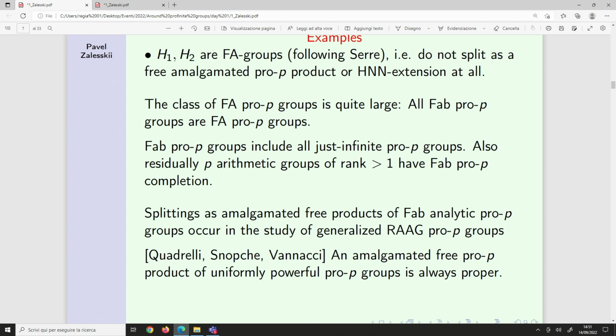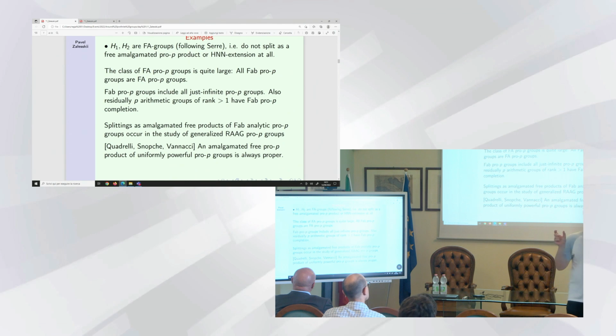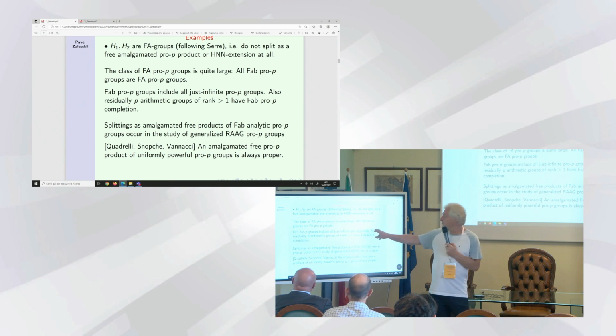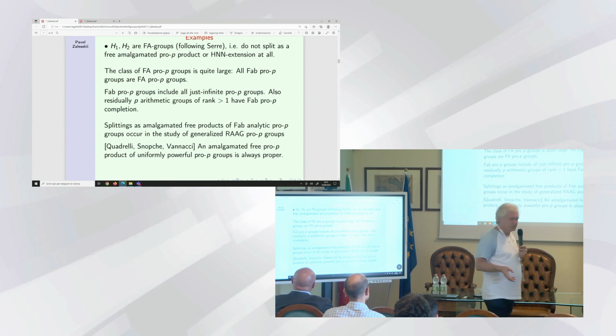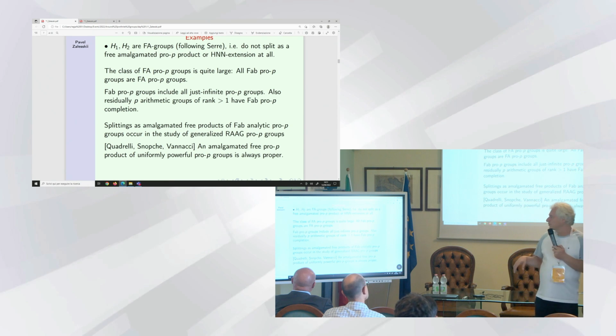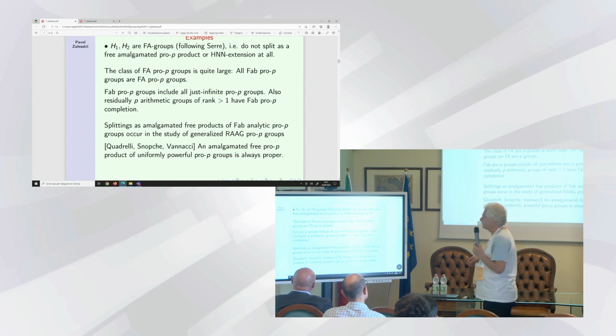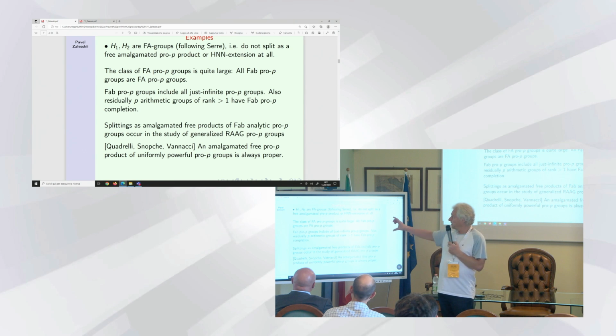So, all FAB pro-P groups. FAB means that every open subgroup has finite abelianization. So practically all analytic pro-P groups have this property, and of course just infinite pro-P groups like Grigorchuk groups, Gupta-Sidki group, Nottingham group, and so on. They actually do not split at all over any group.